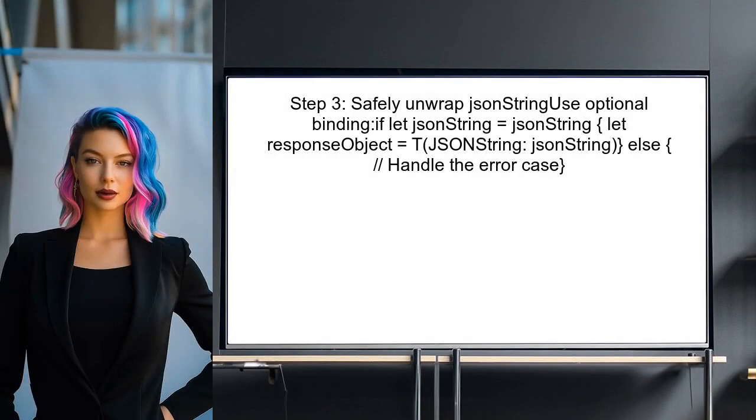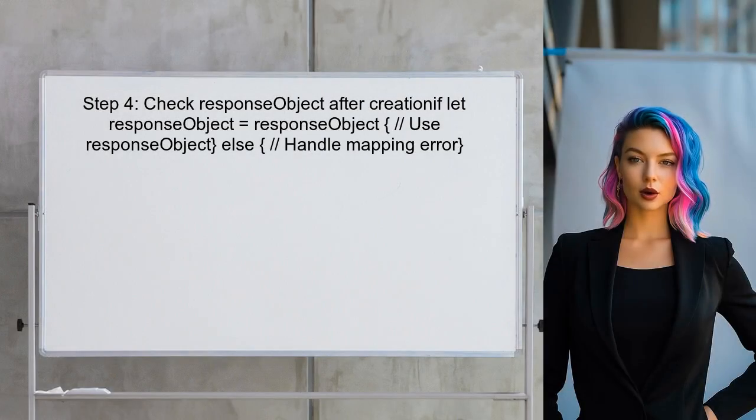Additionally, the user should handle the case where the JSON string might be nil. This can be done by safely unwrapping the JSON string before using it to create the response object. Finally, the user should ensure that the response object is being used correctly after it is created. They should check if the response object is nil and handle that scenario appropriately.